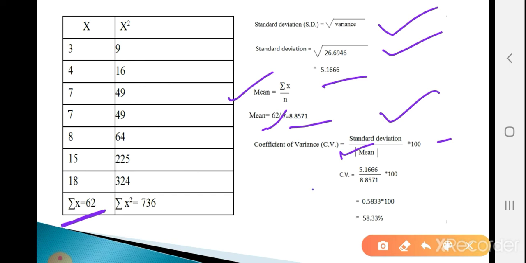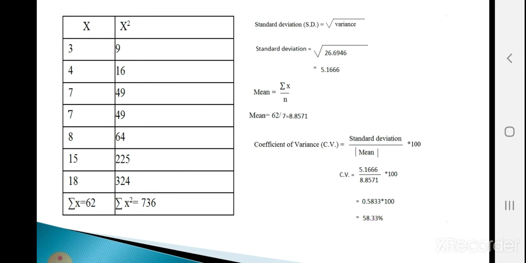Now just plug the values of standard deviation and mean in the formula of CV. So the CV is equal to 5.1666 divided by 8.8571 multiplied by 100. So 5.1666 divided by 8.8571 value is 0.5833 multiplied by 100. So the value of CV is 58.33. CV is always denoted by percentage. So the answer of CV is 58.33%.